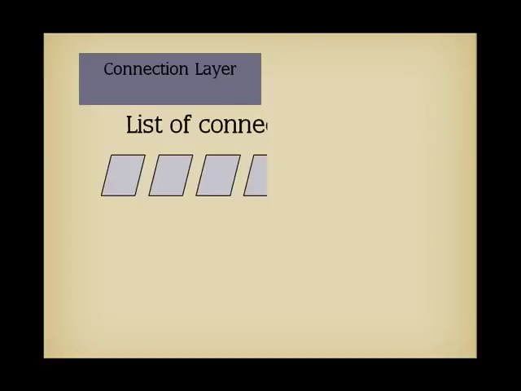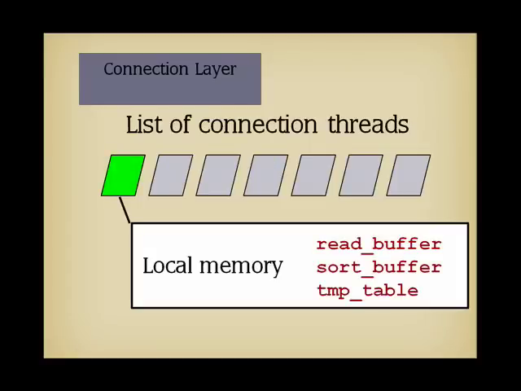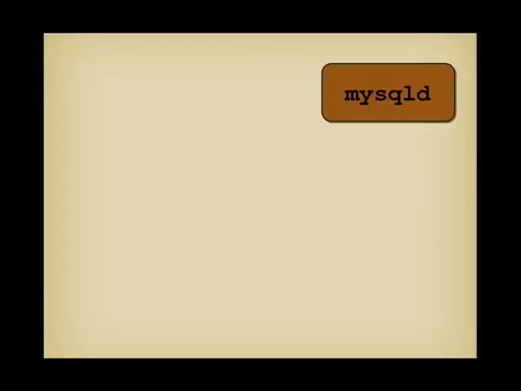Each server connection is a thread to which MySQL associates memory buffers. Read buffer size controls the buffer for sequential scans. Sort buffer size controls the buffer for sorts. TMP table size controls the maximum size of the temporary tables in memory that are used for group by operations. These buffers are dynamically allocated during the execution of queries.